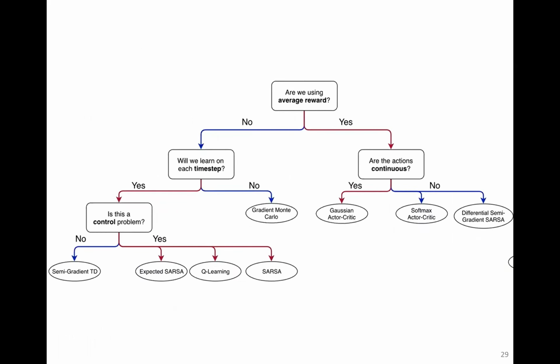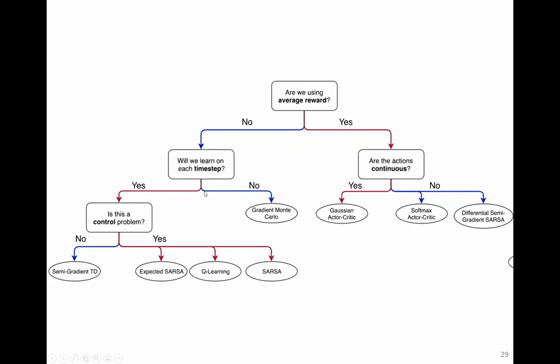So here is the summary of function approximation. If we are using average rewards, then we can use the different variants of actor critic. If we're not using average reward, then we use the cumulative discounted reward.